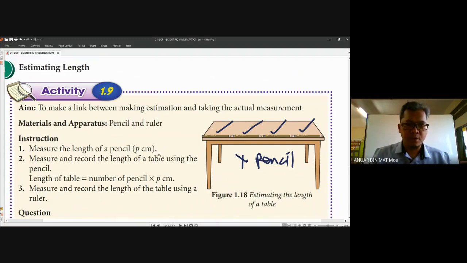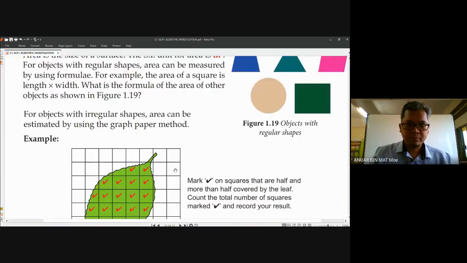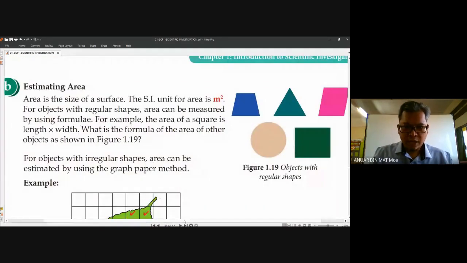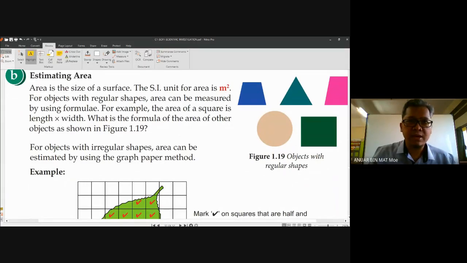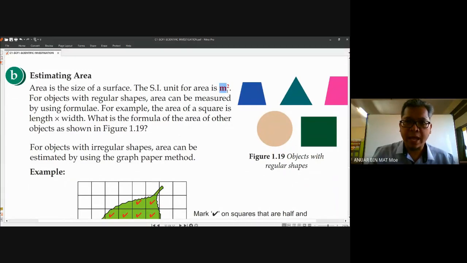Okay. All right. How to estimate the area? The SI unit of area is meter square. So to take the measurement, you multiply the length with the width here. So you got the area, right?